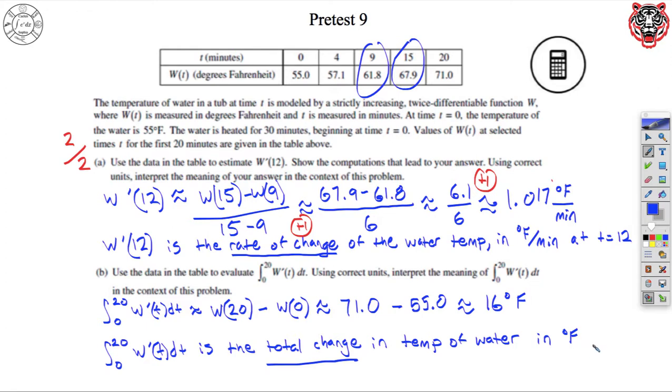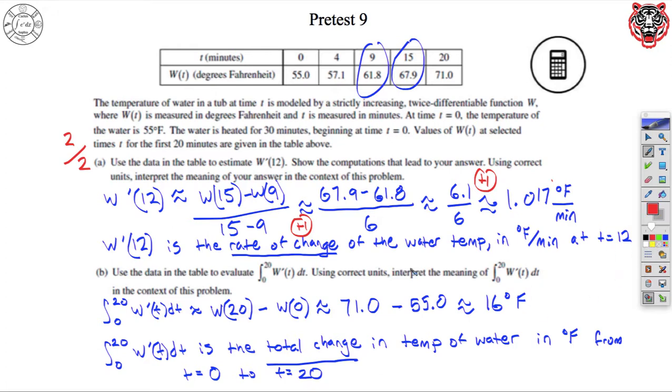Can I read my answer to you? Sure. It means change in degrees Fahrenheit from 0 to 20 minutes. I didn't say the total change. I think that's fine because you have the change. Total change really is the key. Do we have to have the times? You don't really need to have the time, but this is the formal answer you should be expected to give: from t equals 0 to t equals 20.